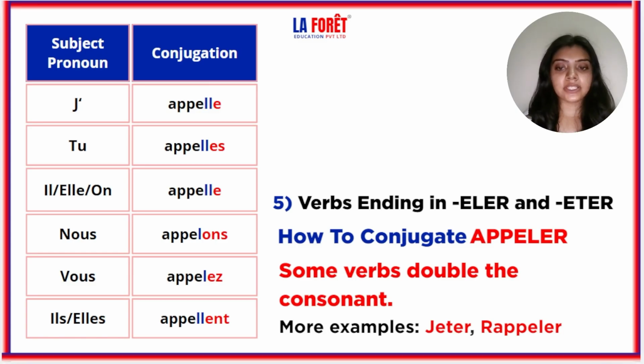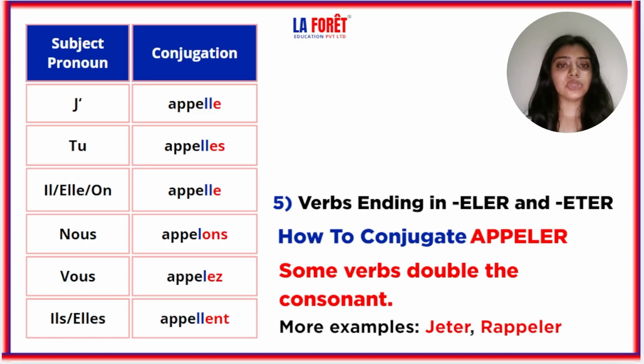And more examples of these are jeter and rappeler. Let's first conjugate this. J'appelle, j'appelle. You have already done that. Je m'appelle, you did it, you will remember, in the introduction, right? So this is the same verb, appeler. So it will be j'appelle, I call myself.